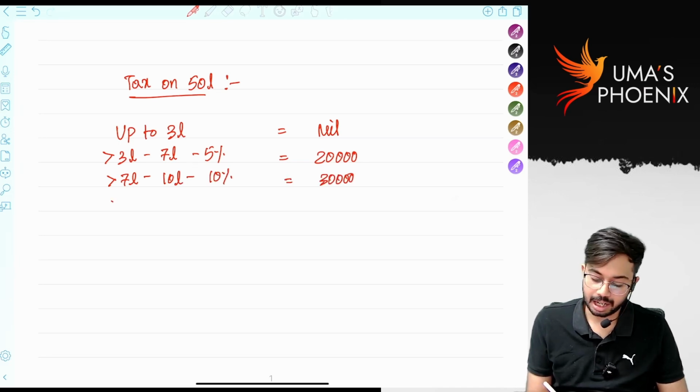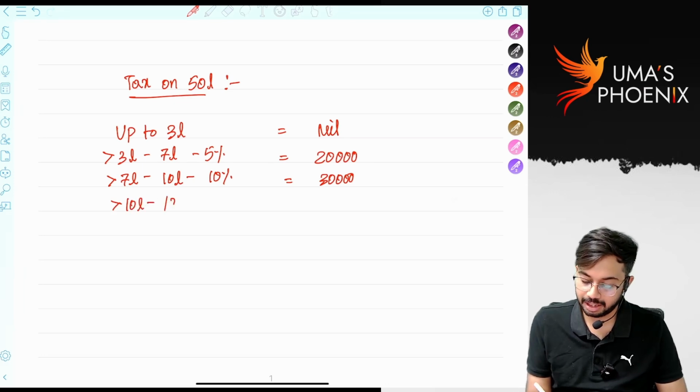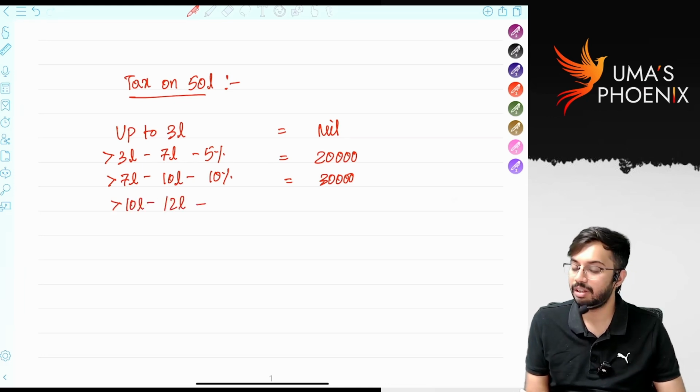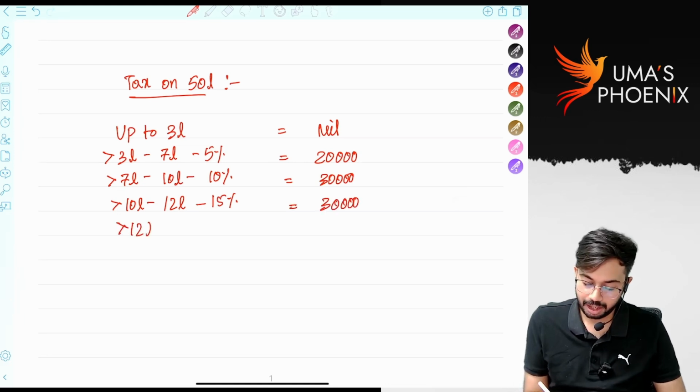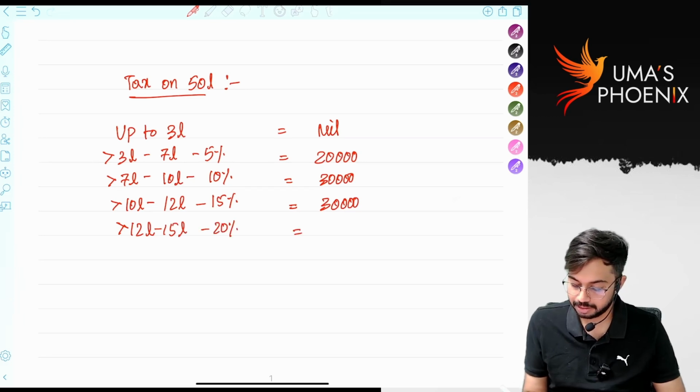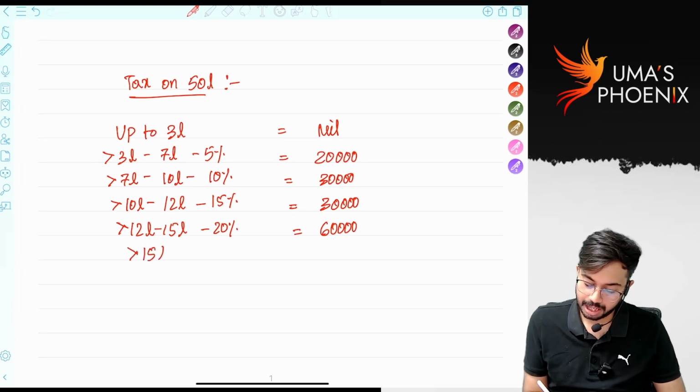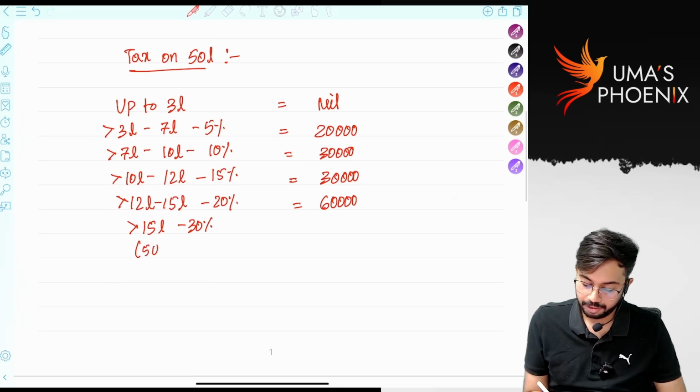Greater than 10 lakh up to 12 lakh, how much is tax rate? 15%. Tax amount is 30,000. Greater than 12 lakh up to 15 lakh, tax rate is 20%. Tax amount is 60,000. Greater than 15 lakh, tax rate is 30%. How much? 50 lakh minus 15 lakh into 30%.